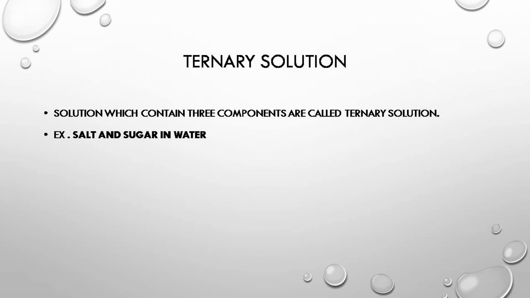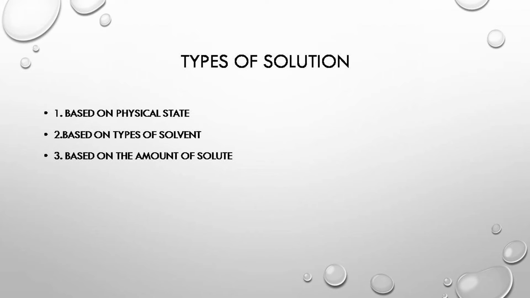Next we go for the ternary solution. What is meant by ternary solution? When two solutes dissolve in a solvent, it is called a ternary solution. For example, salt and sugar dissolving in water is a ternary solution. So now we have learned what is meant by solution and what components are present in a solution.